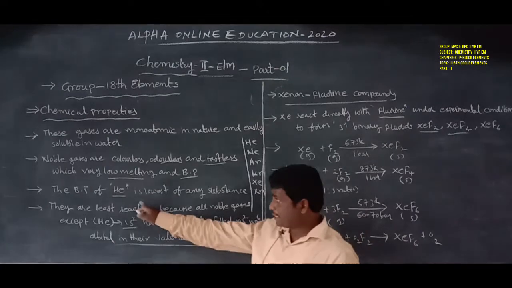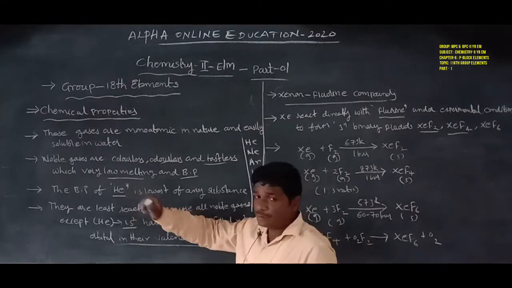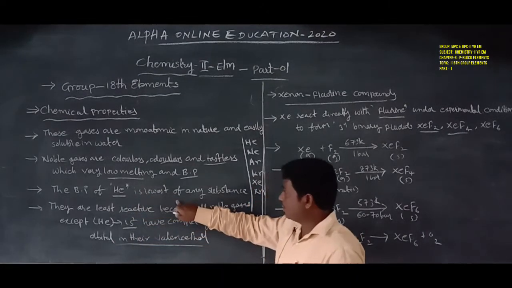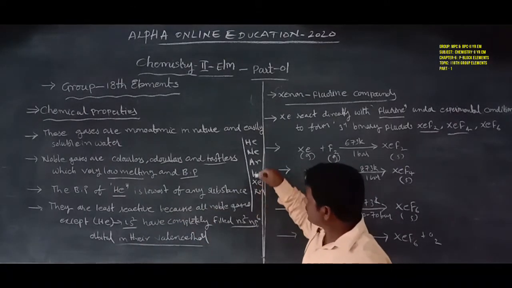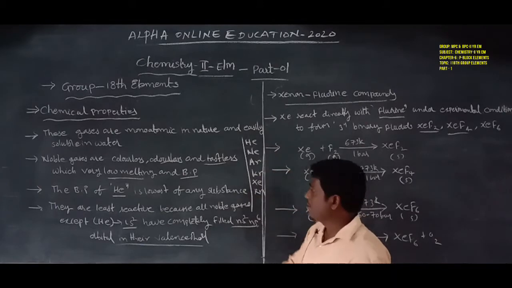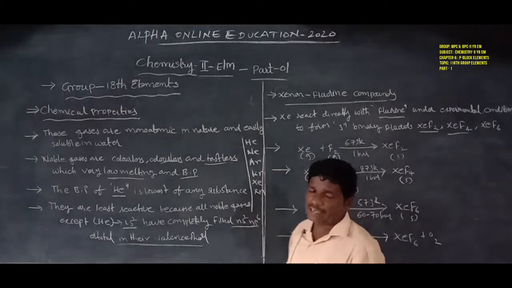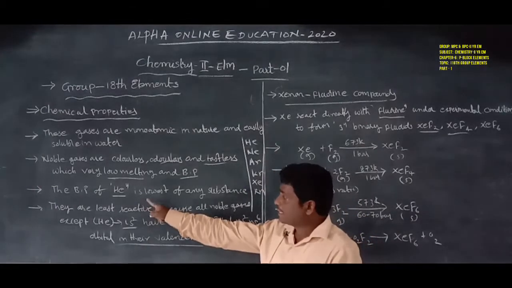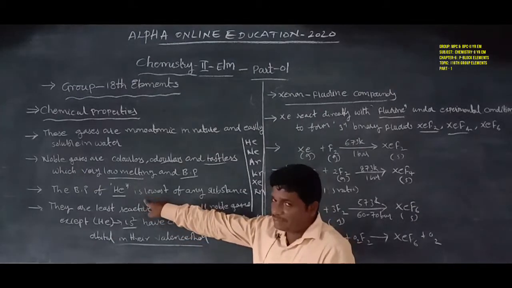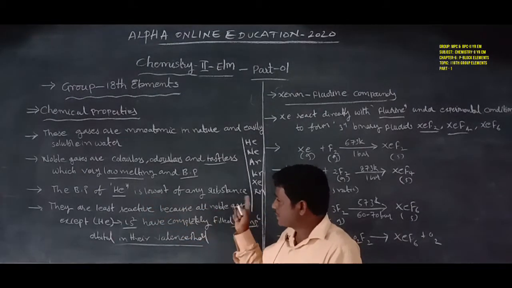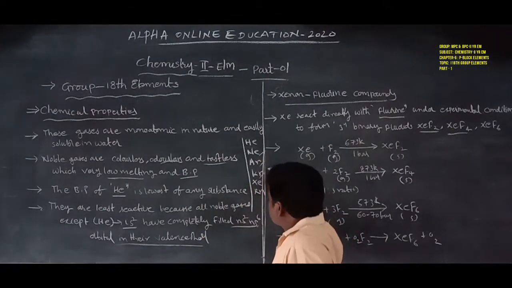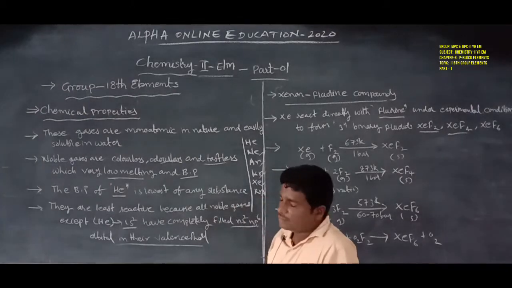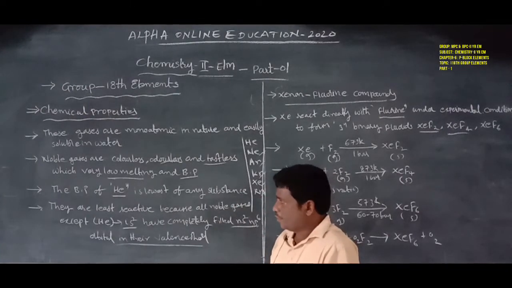The boiling point of helium is the lowest of any substance. Among the noble gases, except helium, the remaining elements have high boiling points. But helium's boiling point is the lowest of any substance or of the remaining elements: argon, krypton, xenon and radon. That is the third property of the zero group elements.